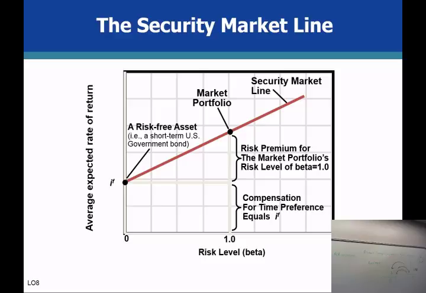You can stay over here, it's cool, but your expected rate of return is going to be small. So how much risk are we willing to invest? And that's what we're looking at in this particular model. Okay? The higher the risk, right here. As risk increases, your average rate of return increases. That's what that model shows.